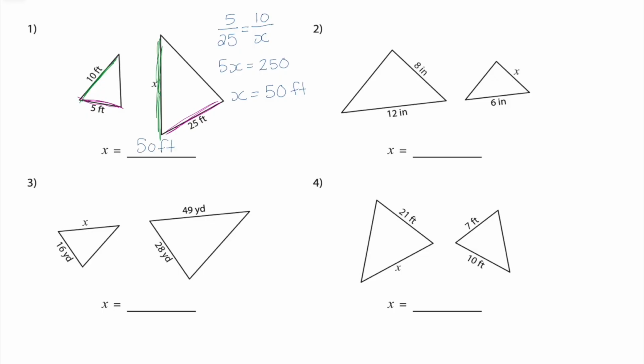My final answer here is 50 feet. In number 2, this side matches up to this side, and this side matches up with this side. So I'm going to do 6 over 12 equals x over 8. And I cross multiply and get 12x equals 48. X equals 4. So x is 4 inches.